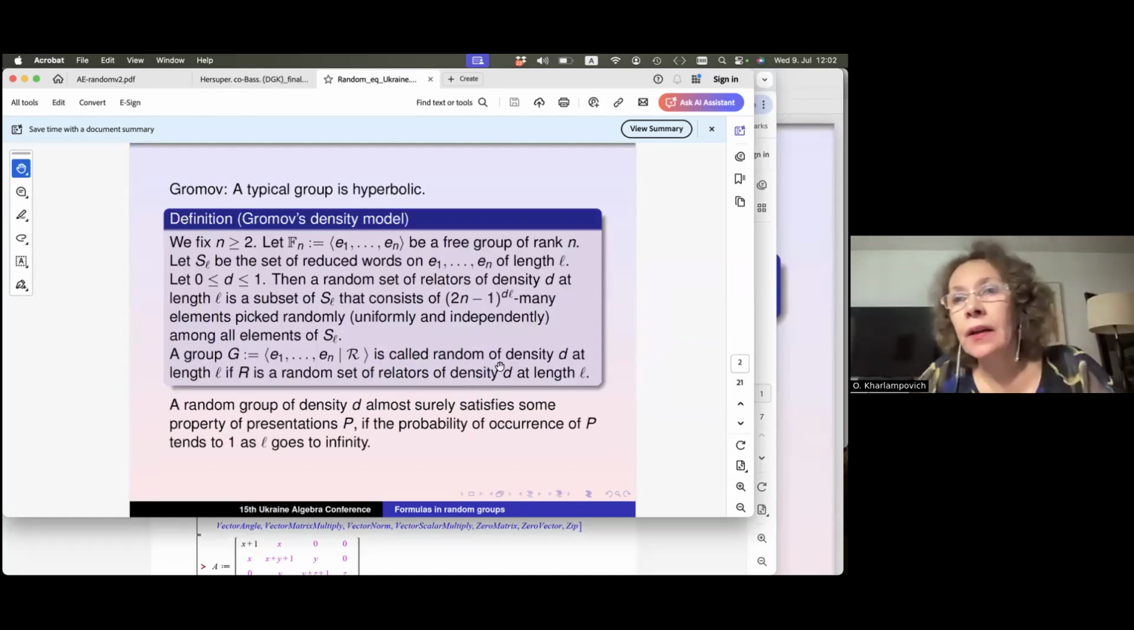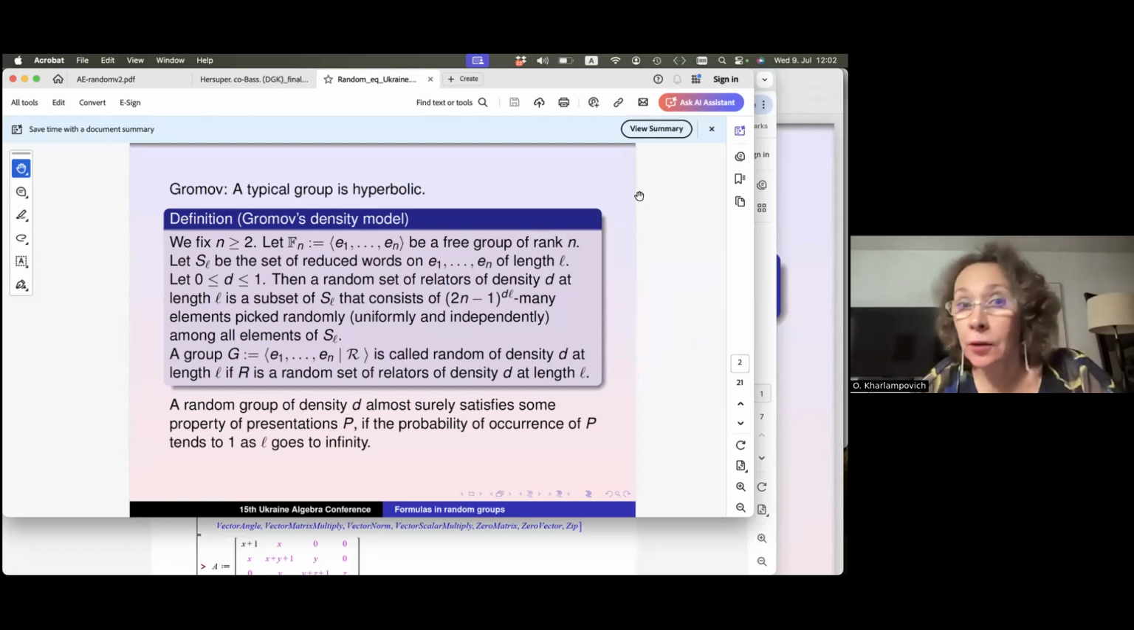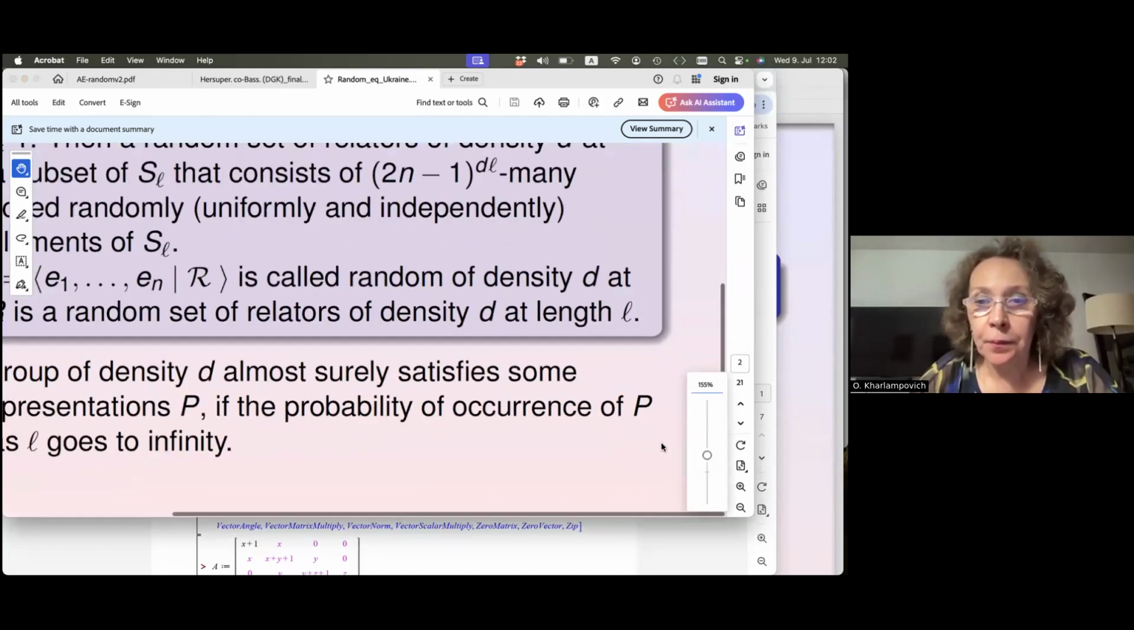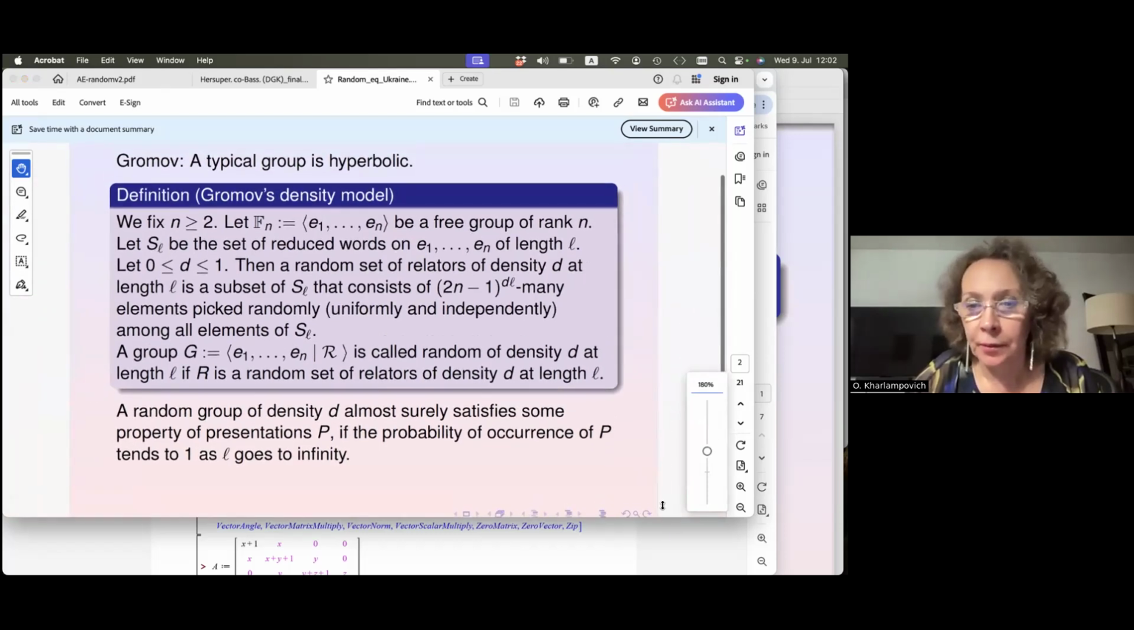Okay, random groups in Gromov's model were introduced by Gromov when he introduced hyperbolic groups, and he claimed that almost every group is hyperbolic.